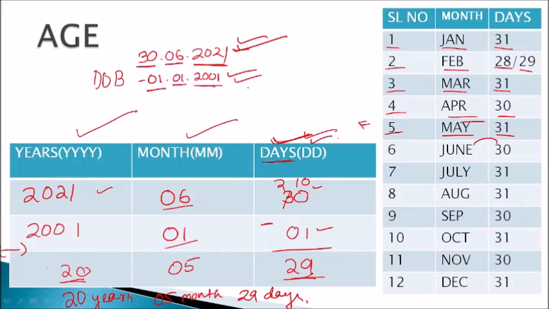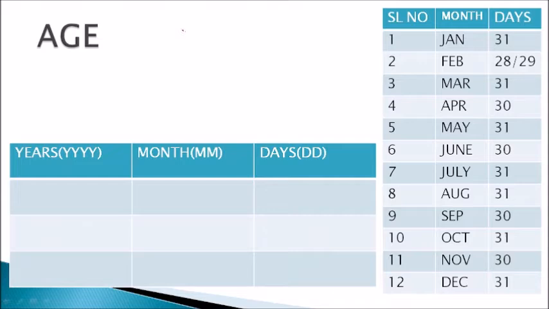Let's do those. Now I'll take two more dates. Suppose the present date is 1st July 2021 and the date of birth of that child is 24 July 2003. Now let's find out the age of that person, whose date of birth is 24 July 2003. So in this case also we'll follow the same method.